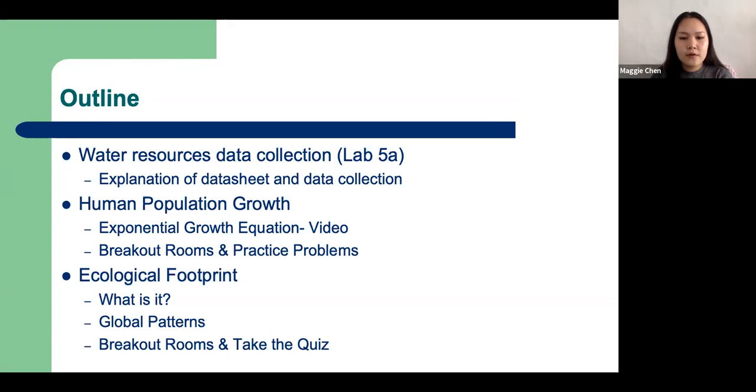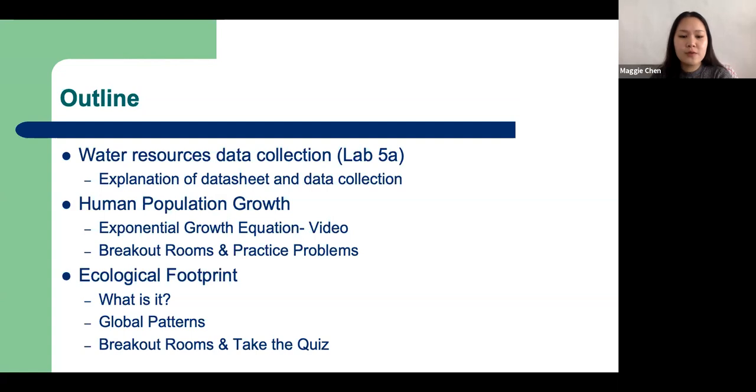Then after going over the water resources sheet, we're briefly covering human population growth again, touching upon what we learned last week about the exponential growth model. We're going to go over the exponential growth equation and look at the different variables within it. Then you're going to be practicing using that equation in your breakout rooms and doing part A on the lab 4 assignment.